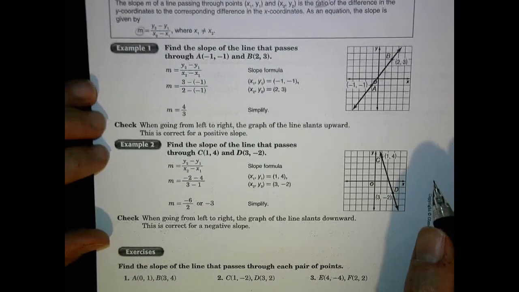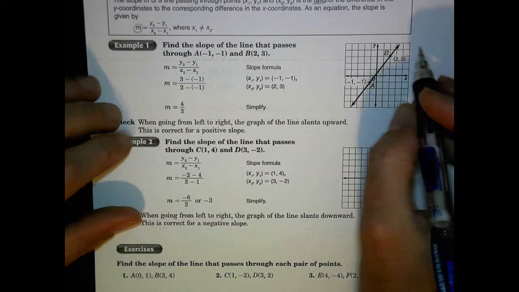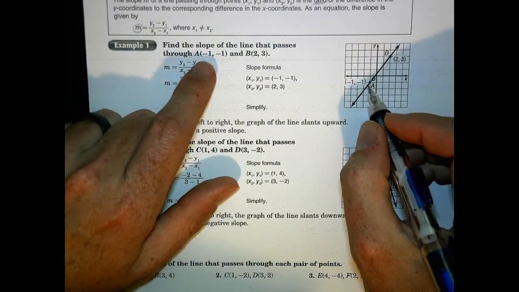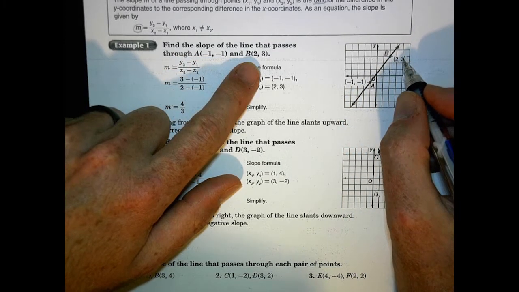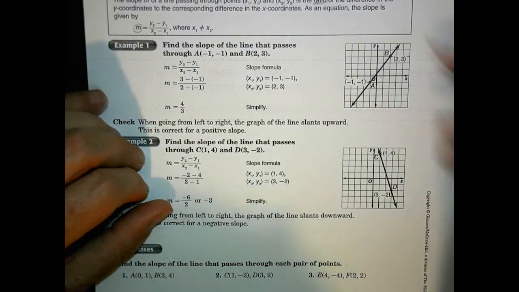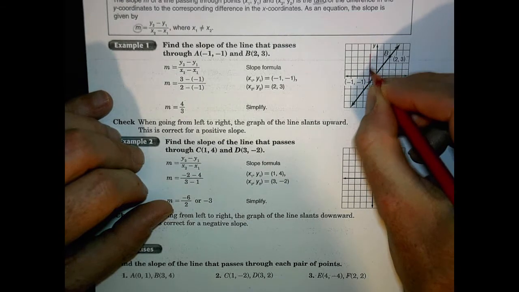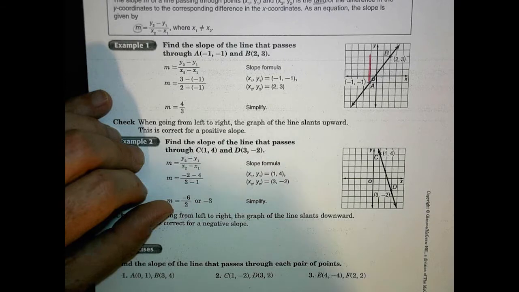So here's a couple examples, looking at some points as well as looking at a graph here. It says find the slope of the line that passes through a, which is at -1, and b, which is at 2, 3. So essentially you're trying to figure out what is the slope between these 2 points. Now slope, we said before, is essentially y over an x value. Okay?